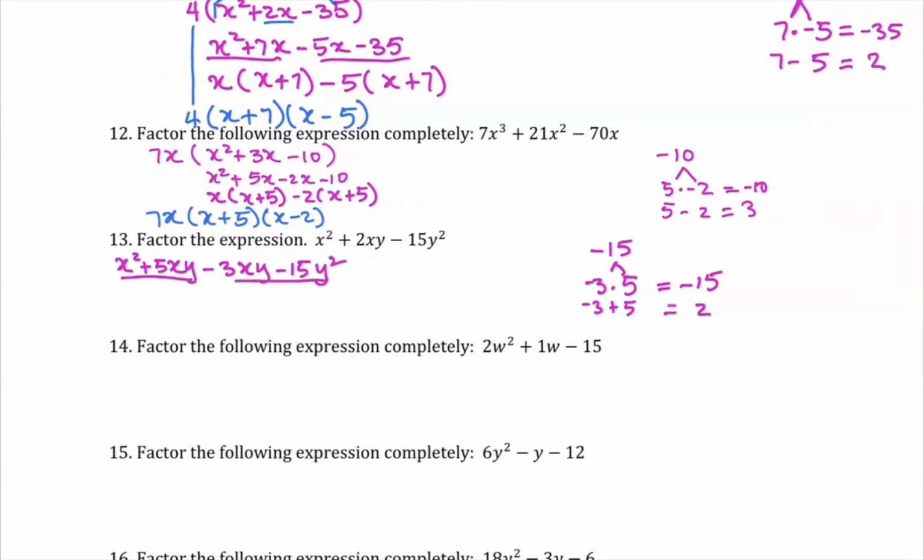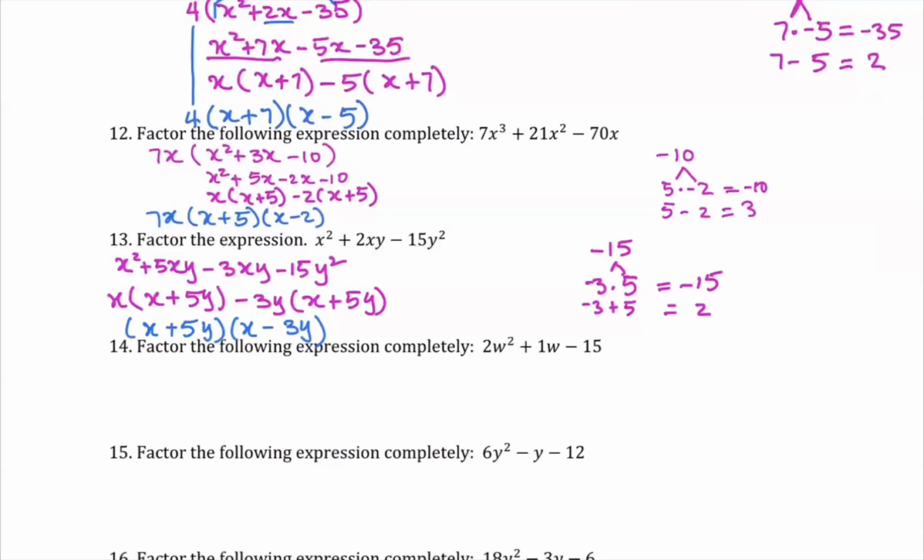First group and second group, we get the GCF of the first group is x. So that's x plus 5y. GCF of the second group, I would call it negative 3y. So that is x plus 5y, x plus 5y out. And then what's left is x minus 3y.